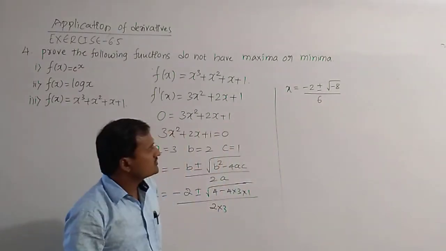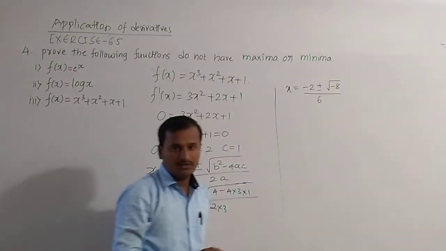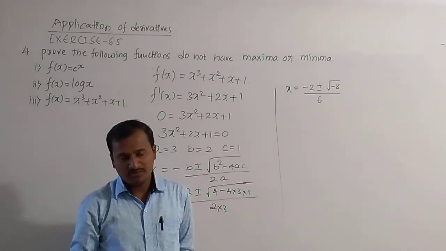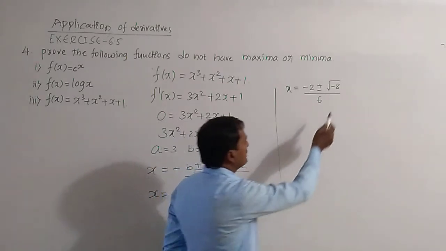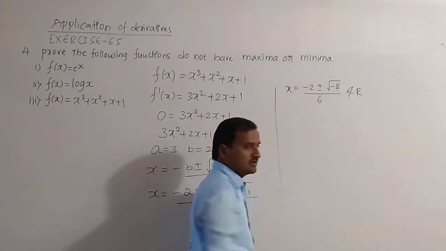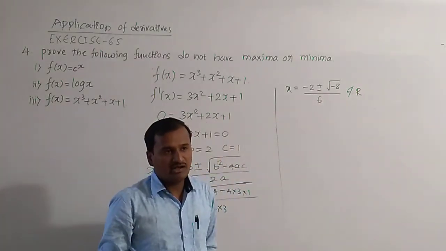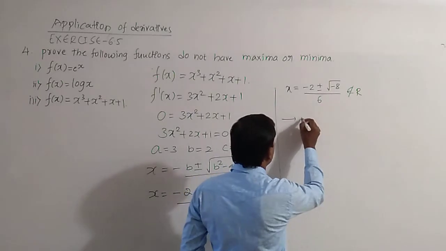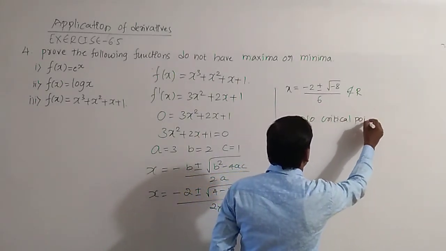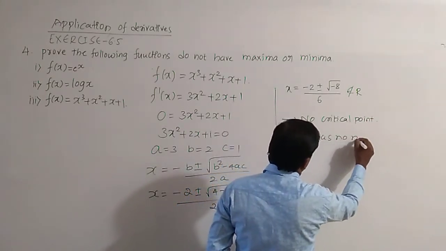Okay, right. So here you should observe. Here we are getting the root of a negative number. Root of a negative number means that it does not belong to the set of real numbers. So here we are getting a complex number. So clearly this does not belong to R. Right? So x is not a real number. X is not a real number means clearly no critical point. Right? No critical point.